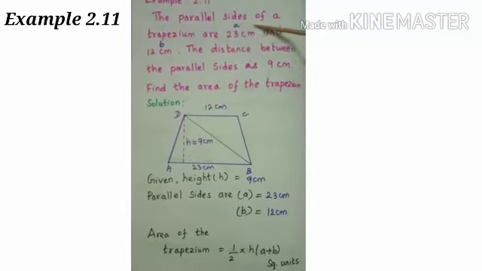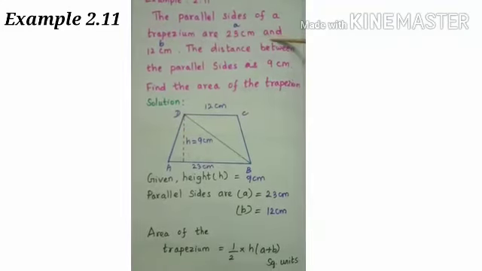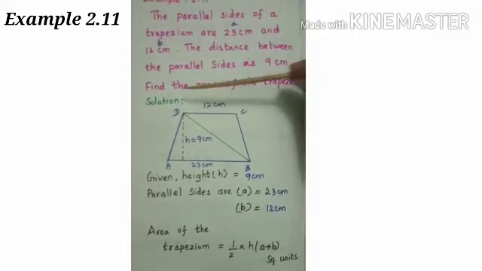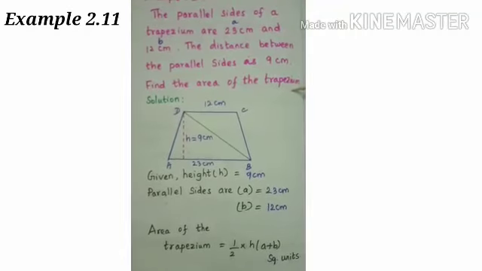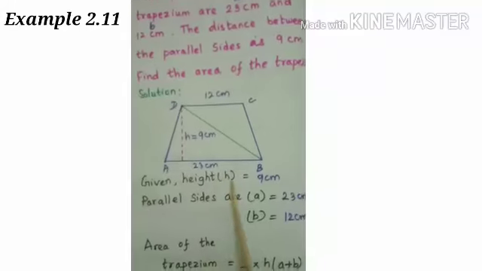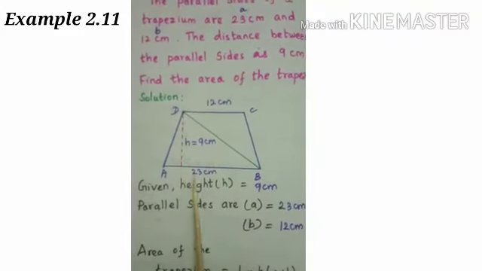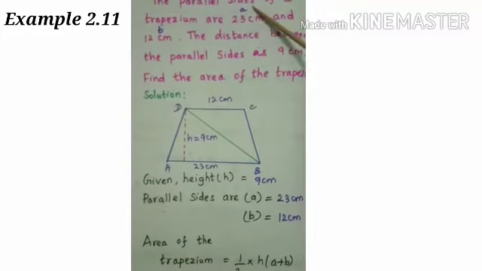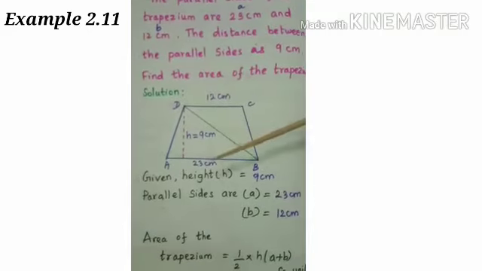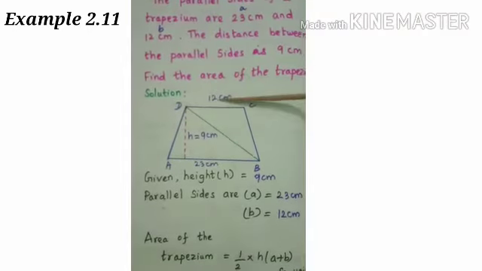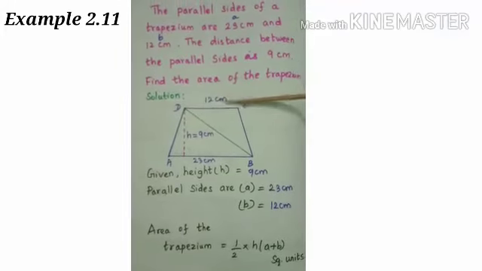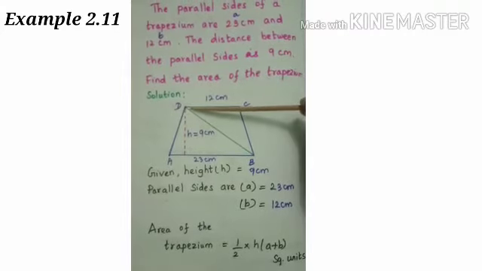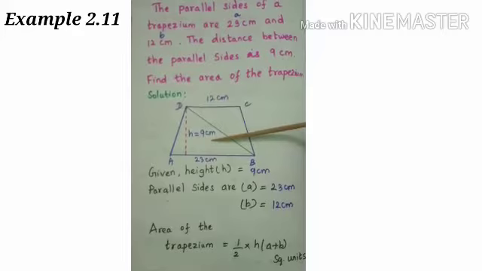2.11. The parallel sides of a trapezium are 23 cm and 12 cm. The distance between the parallel sides is 9 cm. Find the area of the trapezium. Here, first we have to draw a trapezium ABCD and mark the values given in the problem. So here the parallel sides are 23 and 12. So AB is 23 and DC is 12 centimeter. And then the distance between the parallel sides is given, which is H. The value of H is 9 centimeter.